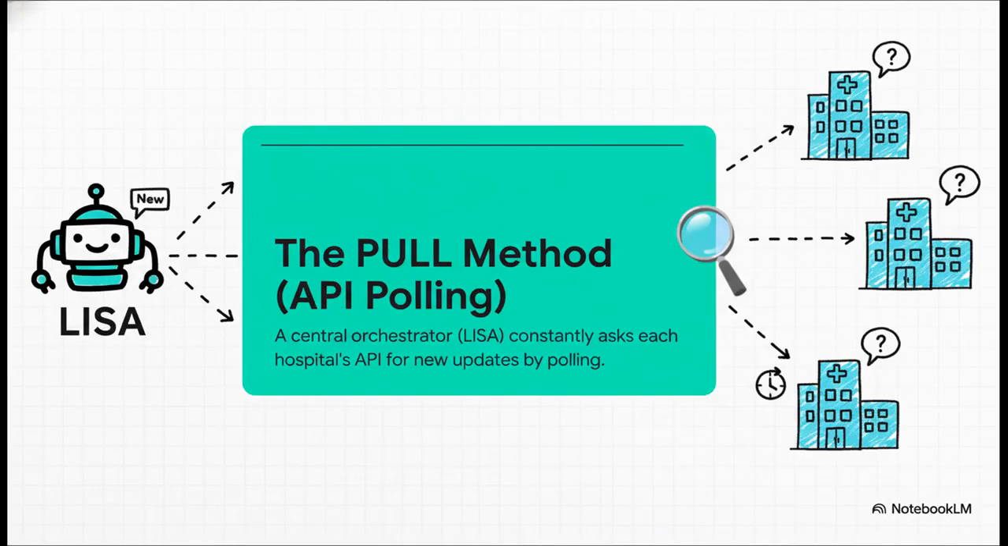Now, the pull method, it flips that idea completely on its head. In this world, we have a central system, let's call it Lisa, and it acts more like a detective. Lisa doesn't wait for information to come to it. Nope. It actively makes the rounds, going to each hospital system and knocking on the door, constantly asking, "Got anything new for me? Any updates I should know about?" This constant checking, this repetitive questioning, that's what we call API polling.